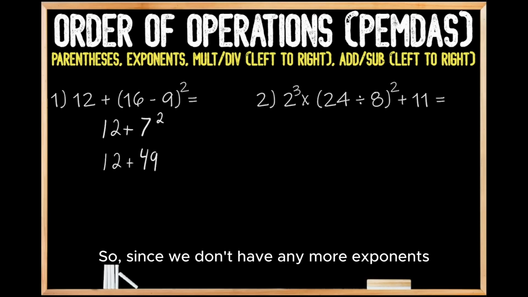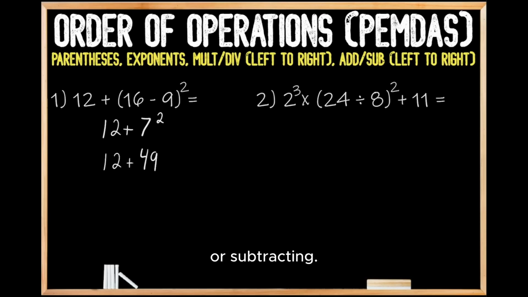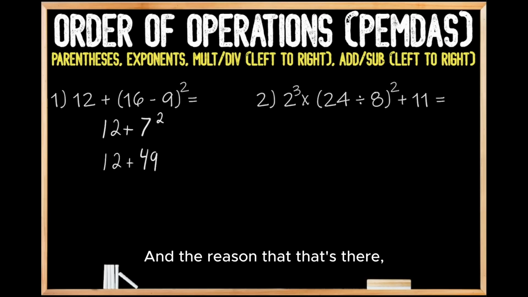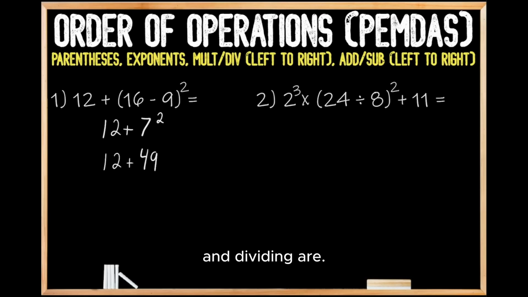Since we don't have any more exponents, we're going to move on to the next priority, and there's no multiplication or division, so we're going to move on to the last priority of adding or subtracting. And we can see in brackets here left to right, and we also see that with multiplying or dividing. The reason that that's there is because it doesn't matter if we're adding or subtracting first, they're the same priority. So we're going to work through the problem from left to right, because adding and subtracting are the same priority, just like multiplying and dividing are.